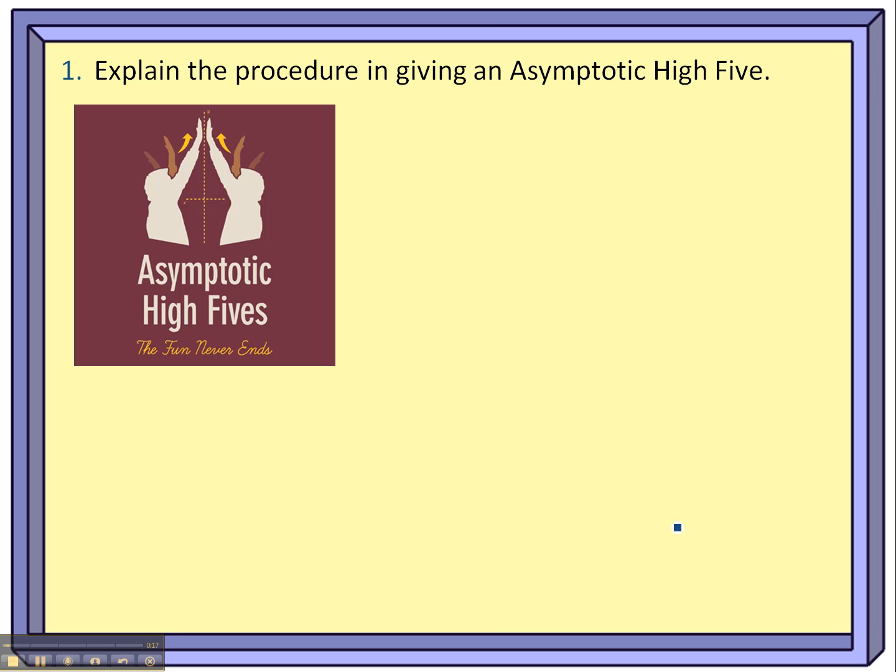So you and your partner go for a traditional high five, but as you can see in the diagram, as you get closer and closer to clasping your hands, you don't actually clap them together. You just get closer and closer as you move them higher. And since you never actually touch, it's as if the fun never ends.